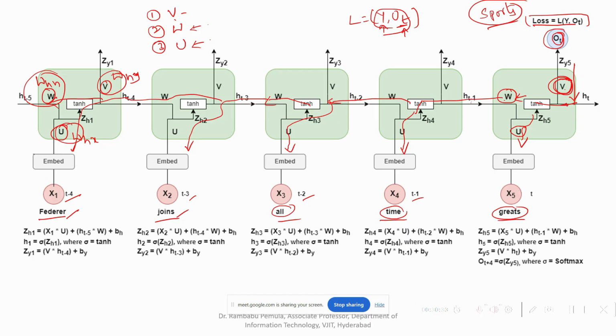Like in the ANN, where we have forward propagation as well as backward propagation, here also we have forward propagation as well as backward propagation. Suppose here, for example, we have only one output. We are considering the output only at the last time t. So in that case we get only one output, and that's why we have only one V weight value.